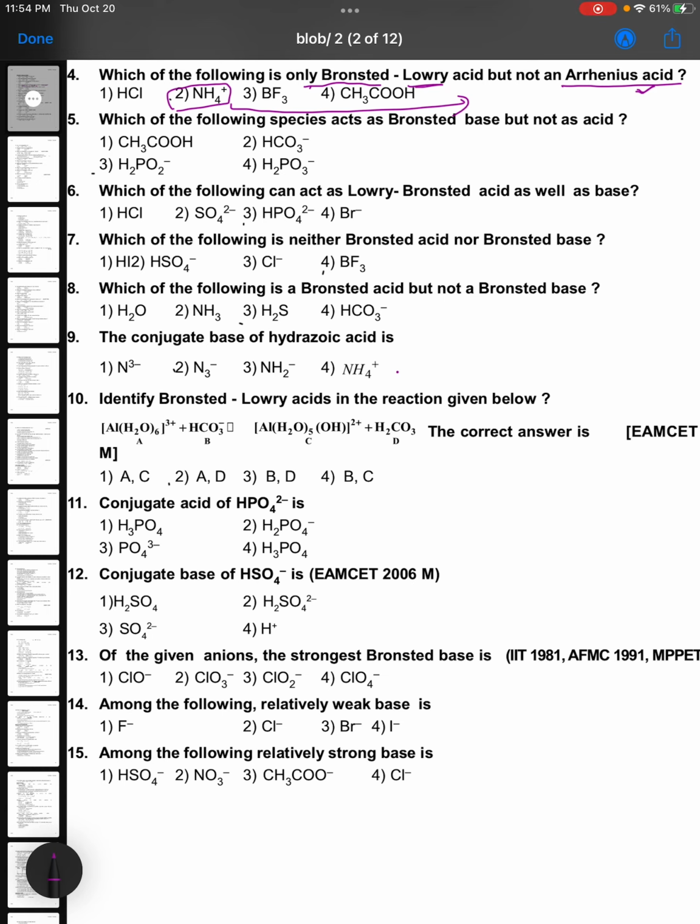Which of the following species acts as Bronsted base but not acid? Bronsted base means it should accept proton, but not acid means it should not release proton. So you can see H2PO2-, because H2PO2- is coming from H3PO2. H3PO2 is hypophosphorus acid, which is a monobasic acid. H2PO2- is formed. It can accept a proton, but it cannot release any more protons because these hydrogens are directly attached to phosphorus. Important point.